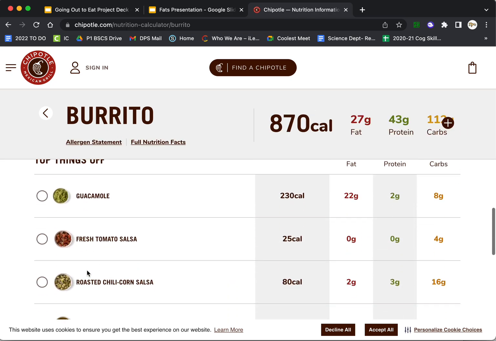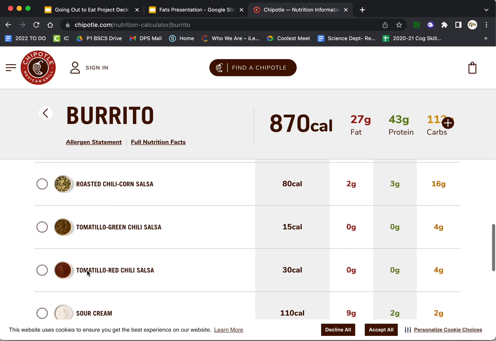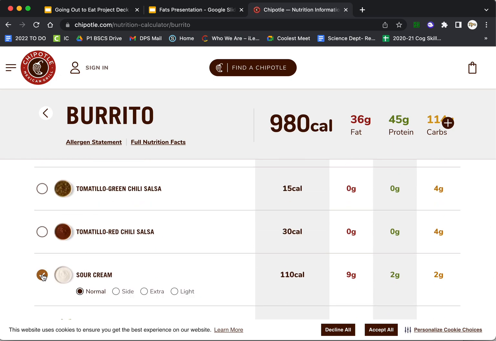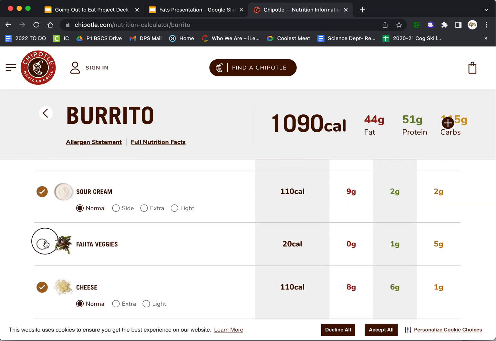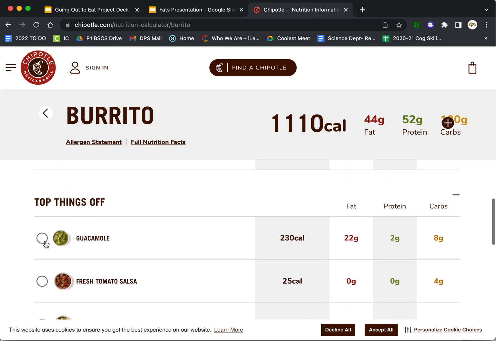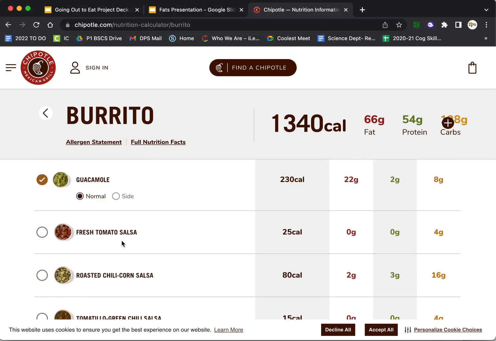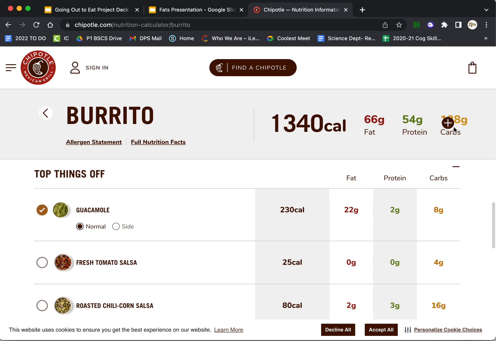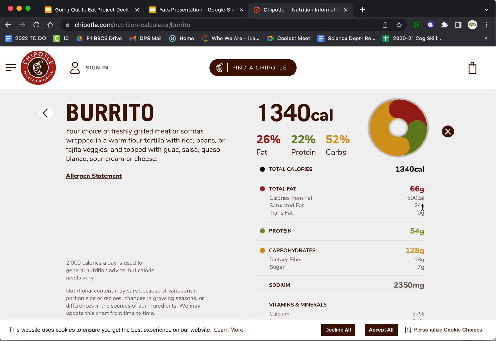So I could go down here and say, all right, well, I like sour cream and I like cheese and I like fajita veggies. I just want to build out my meal. I really like guacamole. Then I go back here and I can tell that this has changed by a lot. It went up from like 10 to 24. So I want to figure out what are the things that added a lot of saturated fat and a lot of total fat.